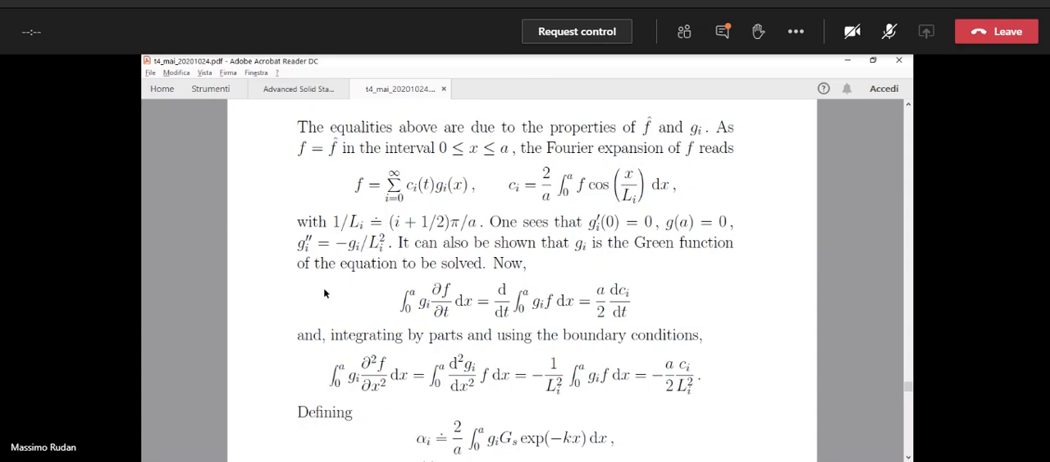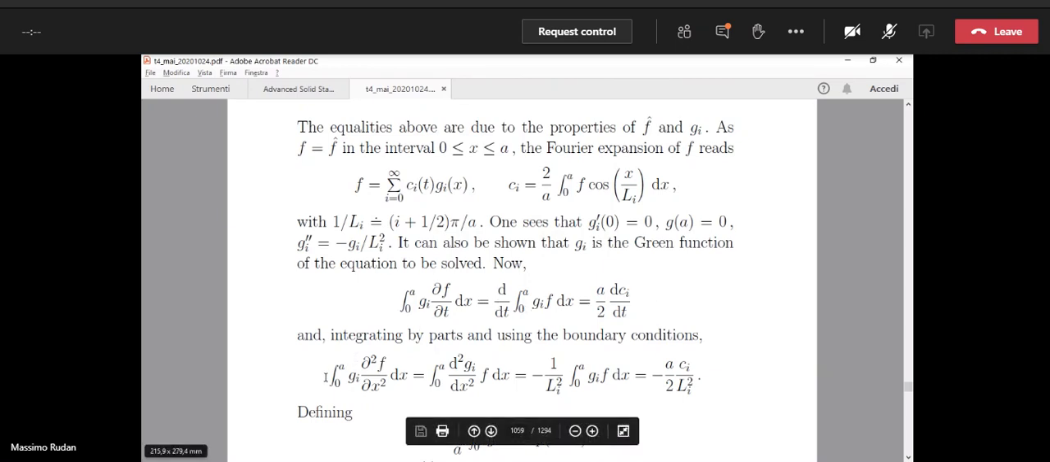At this point, we can calculate the derivative of f with respect to time. The derivative of f is by construction made of the derivatives of c_i. Okay, so the integral between 0 and a of g_i times the derivative of f with respect to time, integrated over x, is simply a divided by 2 times the derivative of c_i with respect to time.